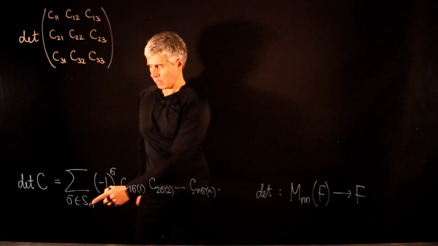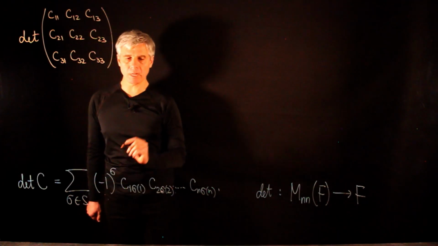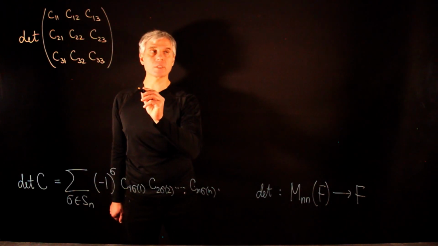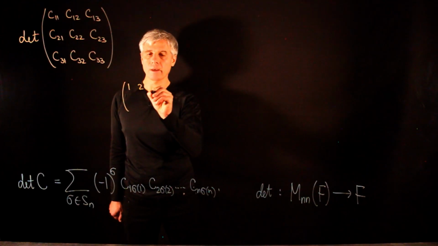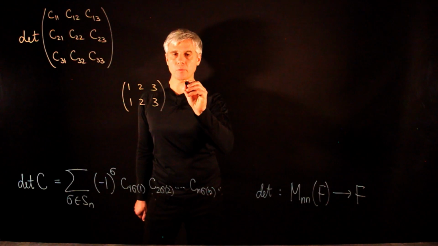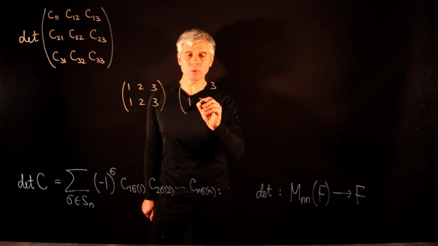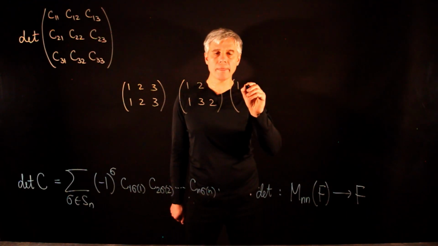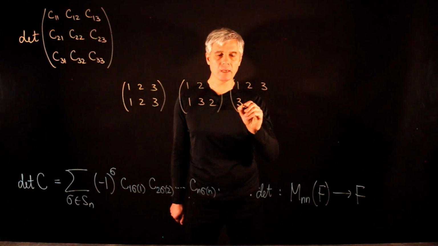So here the sum is taken over permutations in the group S3. So this group has 6 permutations. So we have the following permutations. So 1, 2, 3 goes to 1, 2, 3. Then we have a permutation 1, 2, 3 goes to 1, 3, 2. Then we have a permutation 1, 2, 3 goes to 3, 1, 2.